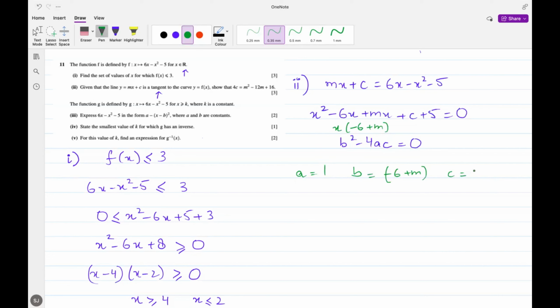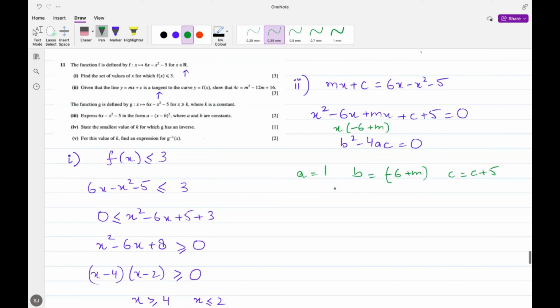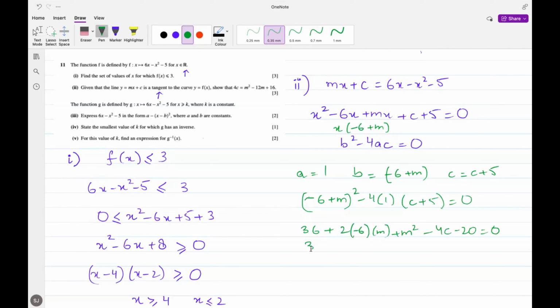And c will be equal to c plus 5. Applying b squared minus 4ac, we'll get b squared, which will be minus (6 plus m) whole squared, minus 4 into 1 into (c plus 5), equals 0. Expanding this, we'll get 36 plus, so this is m, so this will be 2 into minus 6 into m, plus m squared, minus 4c minus 20 equals 0. So this will become 36 minus 12m plus m squared minus 4c minus 20 equals 0.